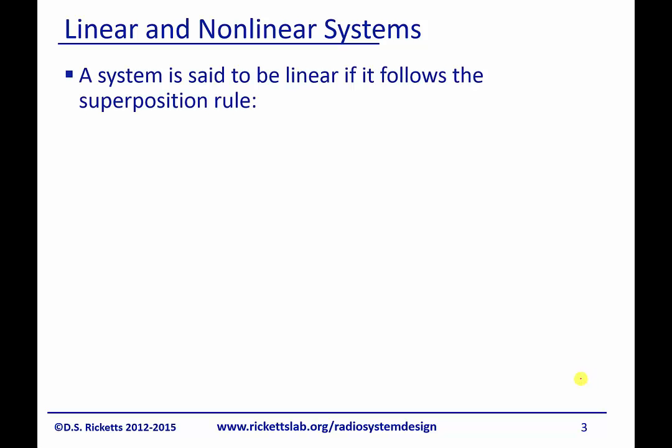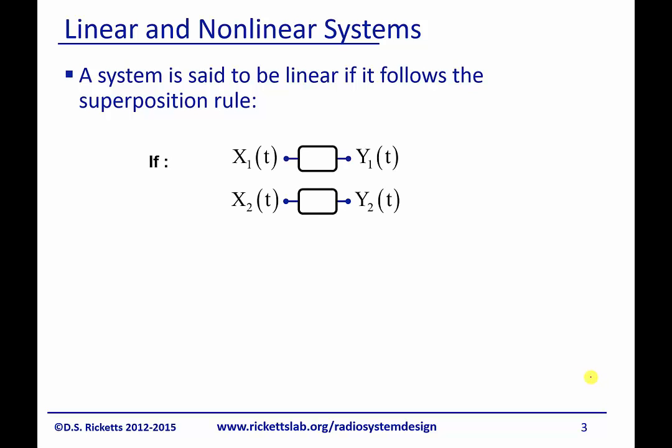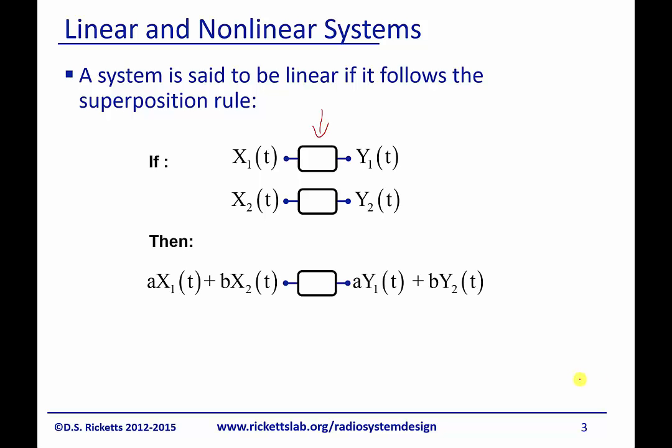A system is said to be linear if it follows the superposition rule. So if I have a given system, shown here by these boxes, if I put in x1 and I get out y1, and then I put in x2 and I get y2, the system's said to be linear if I can superpose x1 and x2 and get out a superposition of the output. So if I have ax1 plus bx2, I get ay1 plus by2. So you can see that A gives me A, and I can also put in two inputs and I just get out the two outputs that are there.